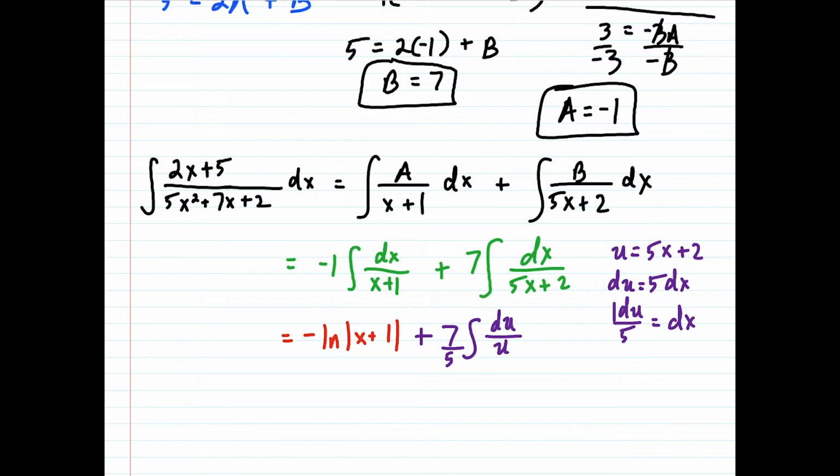So then here to close this out, our final answer here, we're going to have negative natural log absolute value x plus 1 plus 7/5 natural log absolute value of u, but we'll make a big space here, and then plus c at the end, and u is equal to 5x plus 2. So this is our final answer to the second question.